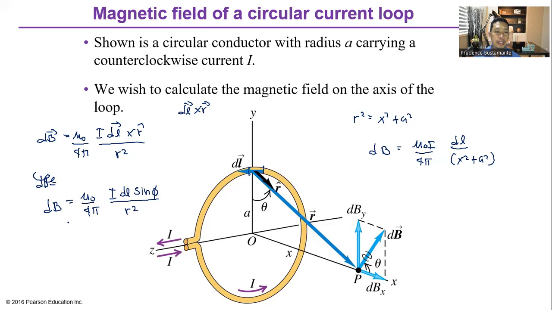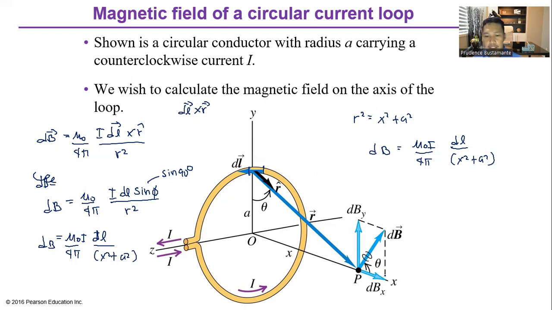Okay, r squared, that is our dB. Here, since dL and r hat are perpendicular, this is equal to sine of 90 degrees, which is equal to 1. So we have mu naught over 4 pi, I, then dL over r squared, which is x squared plus a squared. So that is our dB.